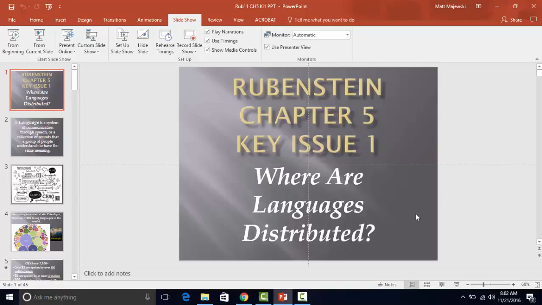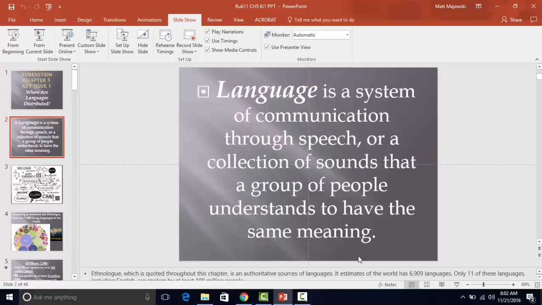All right, and here I am with Mr. Guinness as my sidekick, and we are going to get started right away. So, language is a system of communication through speech or a collection of sounds that a group of people understands to have the same meaning. Pretty straightforward definition there.